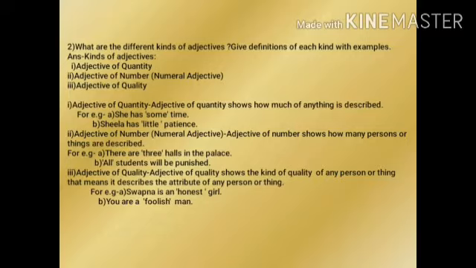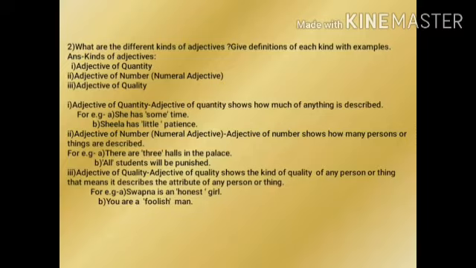Now the definitions you see. First, adjective of quantity. Adjective of quantity shows how much of anything is described. That means what is the quantity of that particular thing. So here you can see I have given example. She has some time. So here some is the word which is describing the quantity of the time. Number B, Sheila has little patience. So little is the word which is describing the quantity of Sheila's patience.